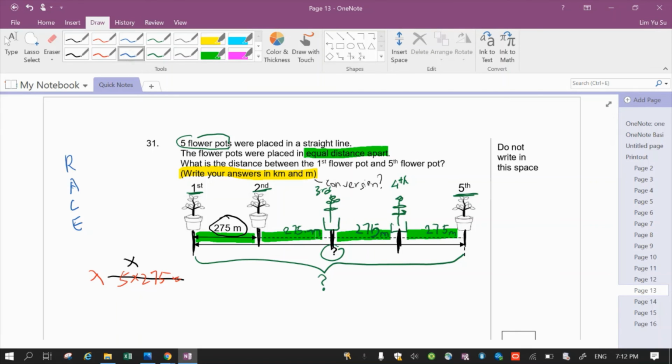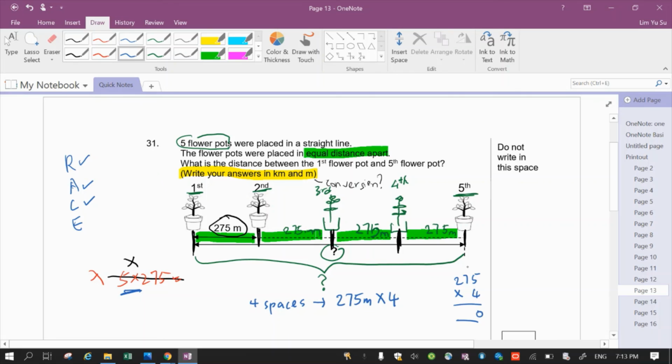I've done my reading and my annotation, and here I'm already at my C. So if you have chosen times 5, you get it wrong. If you look at the spaces, there are actually 4 spaces, which we call intervals, between the first flower pot and the 5th flower pot. That's why you go 275 meters multiplied by 4. So I'll do my long multiplication.